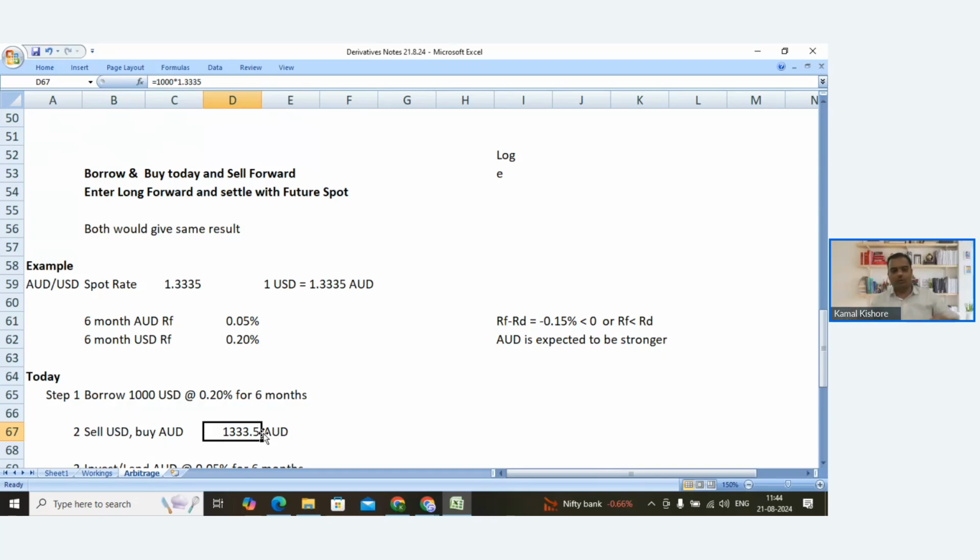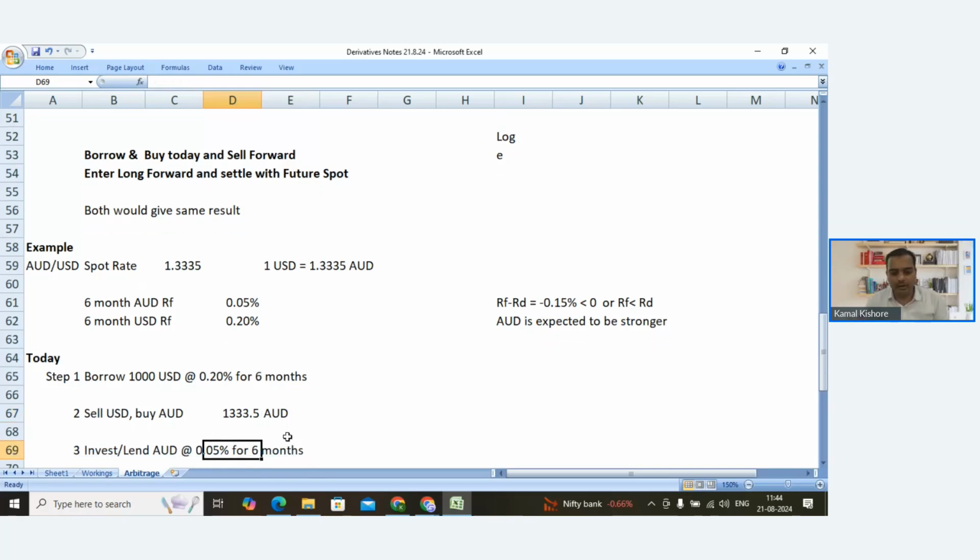Getting it? Today what I'm doing, I'm borrowing 1,000 USD and converting it to AUD. The amount that I'm getting is 1,333.5 AUD. I will invest this AUD and make money from it. Then I will convert to USD and repay the loan. So three steps: invest or lend AUD at so and so percentage for so and so time frame.